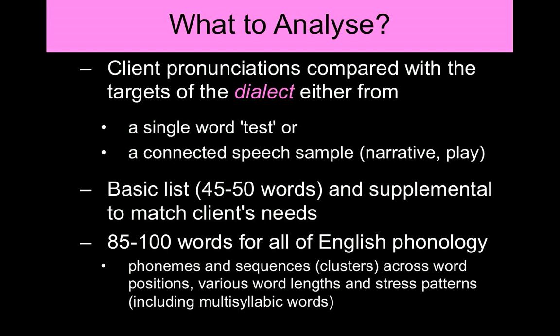Let's now turn to developmental analysis and general methods that we might use. What are we going to analyze? Client pronunciations compared with the targets of the dialect, either from a single word test or a connected speech sample, maybe narrative, maybe play-based, depending on the age and abilities of the person. Generally, a basic list of 45 to 50 words gives you a good start, and then you can supplement that to match the client's needs. We've discovered that for English phonology, 85 to 100 words gives us a pretty good idea.